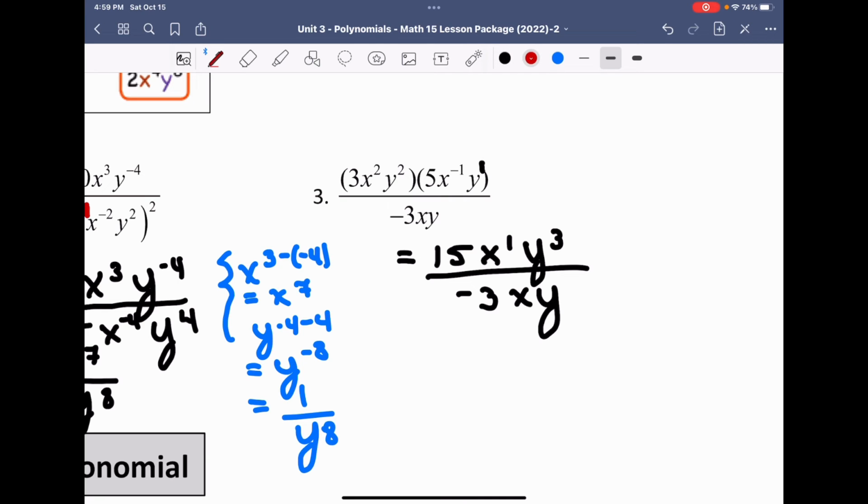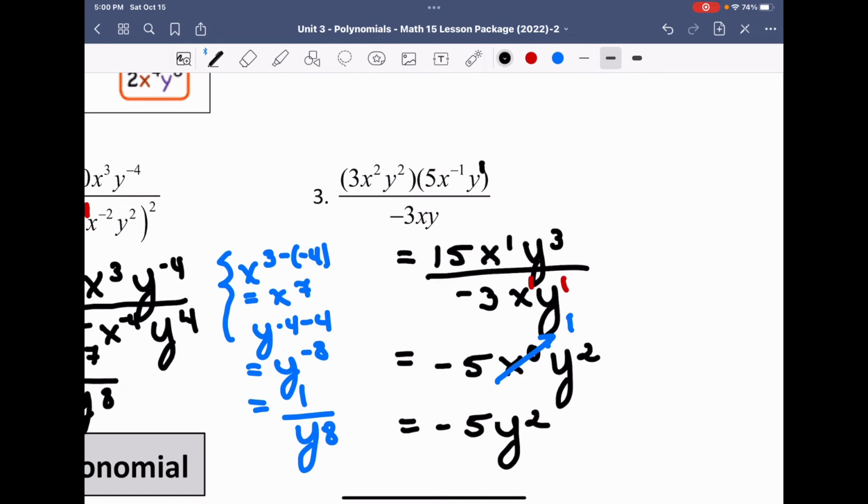Just like in my numerator, I could put a 1 for both of these exponents if it's not listed, and now I'm doing standard division. This is equal to 15 divided by negative 3, which is negative 5. x to the 1 over x to the 1, that's x to the 1 minus 1, or x to the 0. We have y cubed over y to the 1, that's y to the 3 minus 1, which is equal to y squared. From exponents, we should know anything to the power of 0 is just 1. Therefore, our final solution is negative 5y squared. We don't need to move anything because all our exponents left are positive.